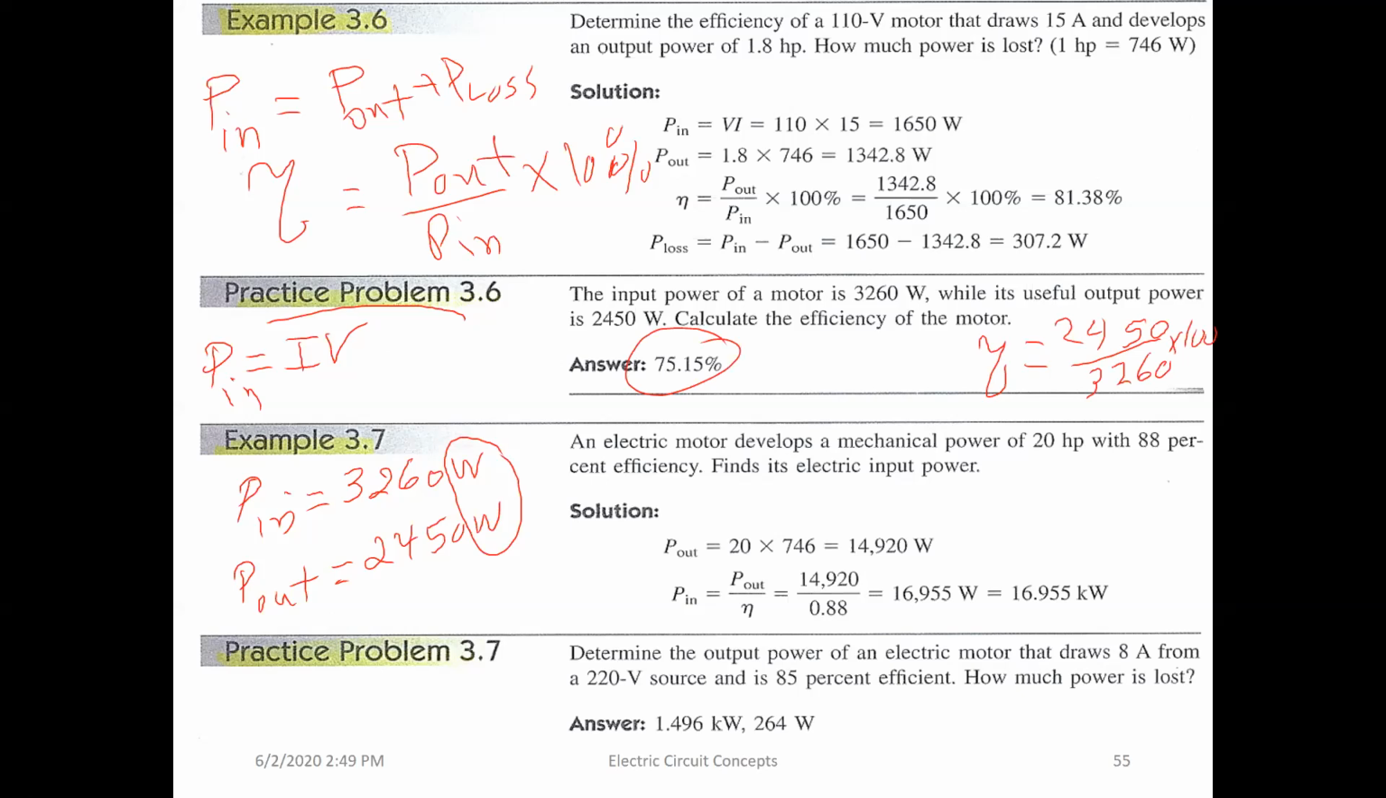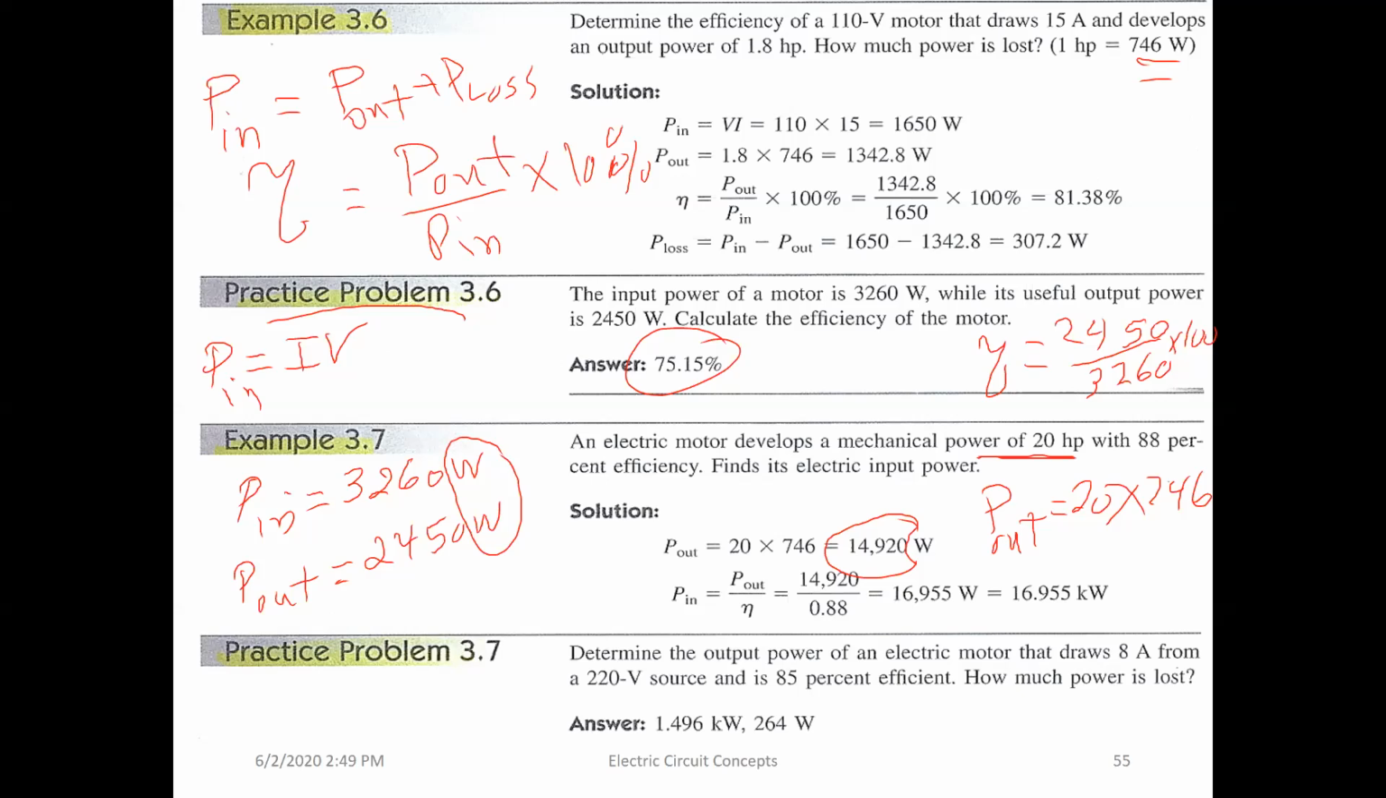Okay, another example here, example 3.7, an electrical motor develops a mechanical power. Okay, so always the mechanical power is an output power. So P out equal to 20, and you have to multiply by 746 to convert it to watts. Okay, so this is the output power in watts. Calculate the efficiency, find the electrical input power. Okay, so we know the efficiency is 88%.